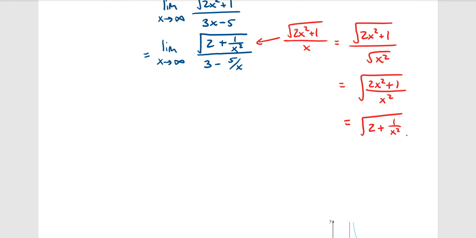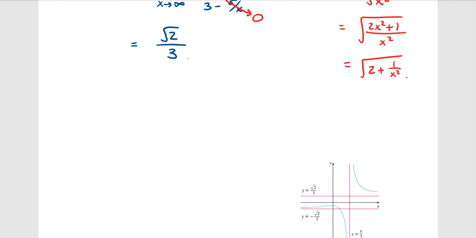Okay, and then we're going to go ahead and use limit laws. Hopefully we don't have to put it in the numerator, put it in the denominator, and take like 3 steps to do this. Hopefully we can see that this term right here is going to be 0 because the limit as x goes to infinity of 1 over x squared is 0. Similarly, this one right here, 5 over x, as x goes to infinity is going to be 0. We're going to be left with radical 2 over 3 because those are just constants, and that's going to be our answer. So since that is our answer, that's going to be the horizontal asymptote.